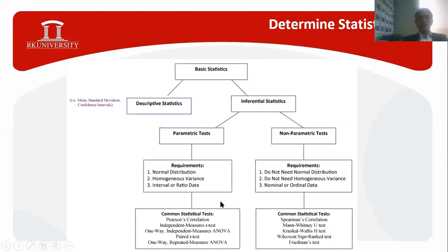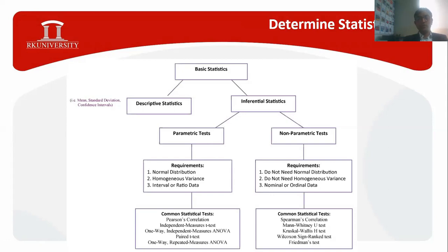So commonly used parametric statistical tests are Pearson correlation, Z-test, T-test, one-way ANOVA, paired T-test, and repeated measures ANOVA. Whereas commonly used non-parametric tests include Spearman's correlation, Mann-Whitney U-test, Kruskal-Wallis test, Wilcoxon signed-rank test, and Friedman test. So this is the first step, how you can determine the statistical test.